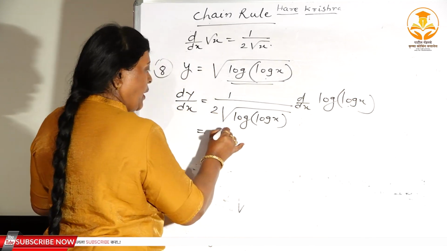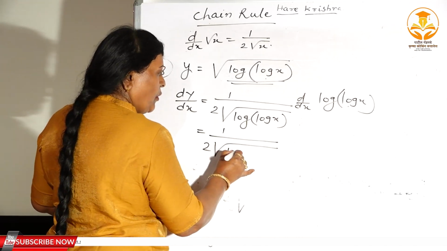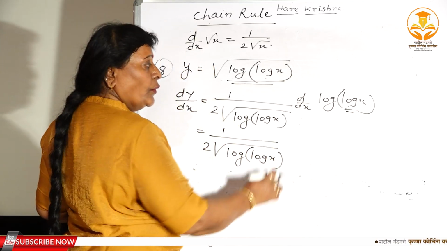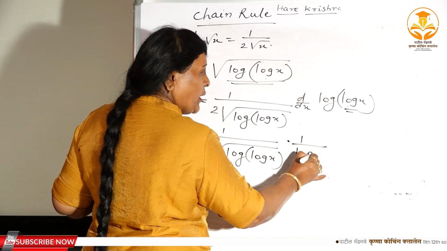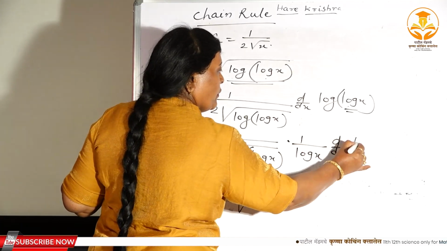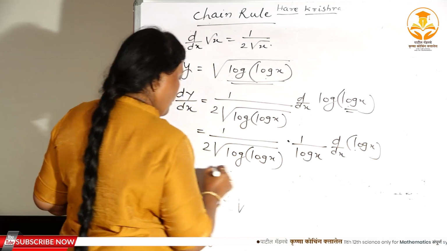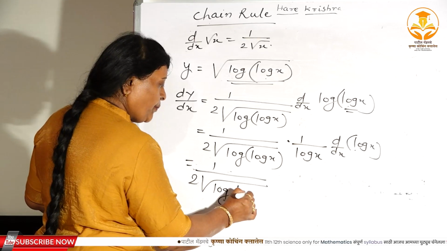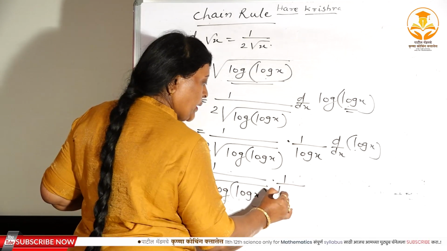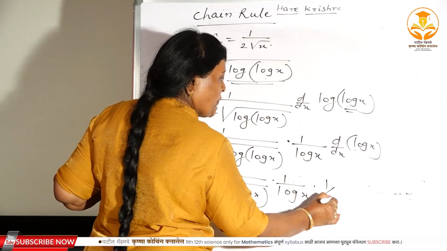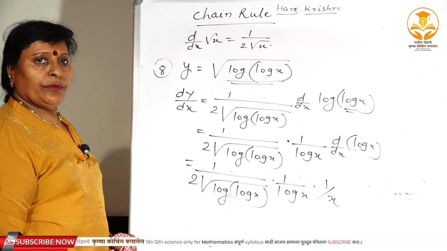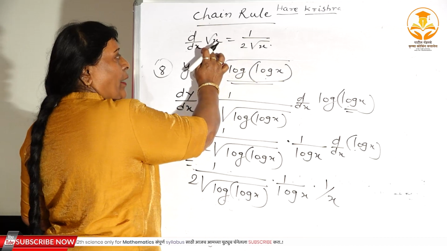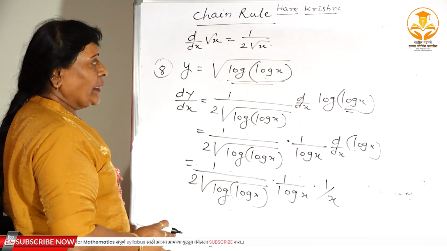Now here 1/2 root of log x, here this is again u, the derivative of log u is 1 by u, means 1/log x, and again ddx of log x, right? Now 1/2 root of log x, 1/log x, and what is the derivative of log x? That is 1 by x. This is about the chain rule, isn't it? So the ddx of root x is equal to 1/2 root x, and I have taken the problem on this formula, right? That is the chain rule.